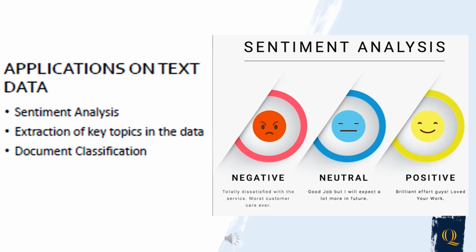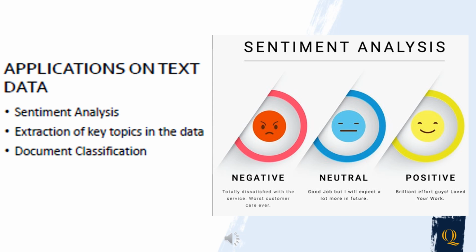Data is incredibly powerful, and machine learning is enabling new applications that extract valuable insights from it. Some of the key applications of machine learning on text data include sentiment analysis, topic extraction, and document classification. So let me talk a little bit about each. Sentiment analysis is one of the most popular applications of text analytics. This process involves analyzing text data to determine the sentiment behind it, whether it is positive, negative, or neutral.